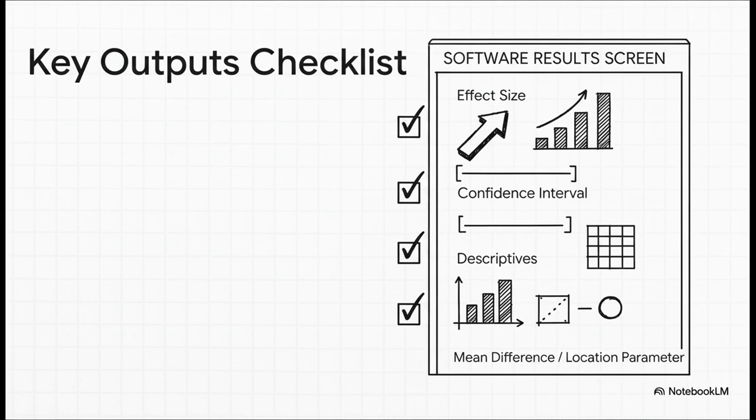In the options menu, you really just need to check a few boxes. You're looking for these key things: effect size, which tells you how big the difference actually is; the confidence interval, which gives you a realistic range for that difference. You'll want descriptives, which are just your basic stats like the average, and some descriptive plots are always helpful to actually see your data. You'll also want to grab the mean difference or the location parameter. That's just the specific number summarizing the change you found.